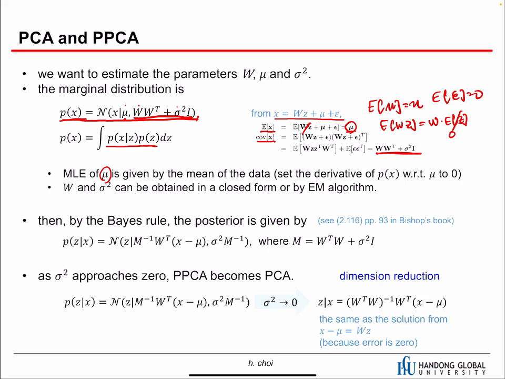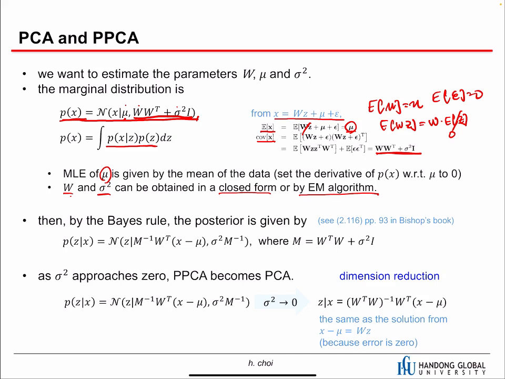Also, W and sigma square can be obtained in a closed form. We're going to talk about this closed form solution later, or we can get W and sigma square by the EM algorithm, which we're going to talk about too. And now we have the formulation and we estimated all the parameters.